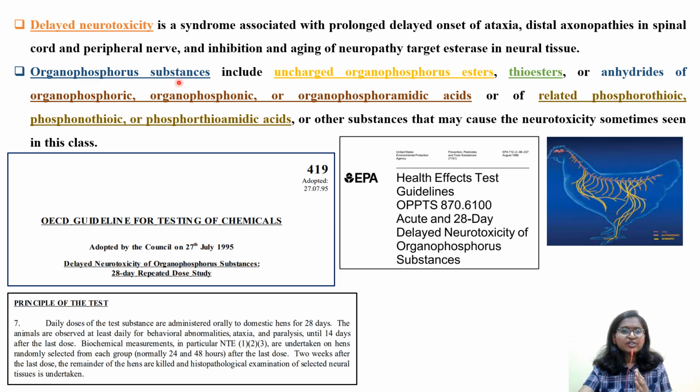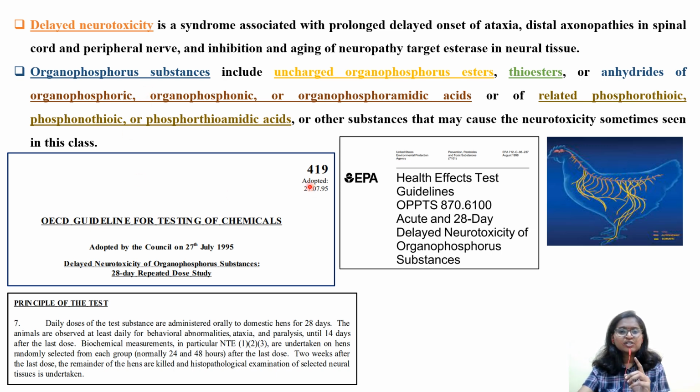Next, coming to organophosphorus substances, these include uncharged organophosphorus esters, thioesters, anhydrides of organophosphoric, organophosphoramidic acid, or of related phosphonothioic, phosphorothioamidic acids, or other substances that may cause neurotoxicity sometimes seen in this class. So very important, you have to remember organophosphorus substances. These are the various classes of organophosphates, and of the majority of pesticides, one of the major classes is organophosphorus pesticides. It may be organochlorine, it may be organophosphates. So you have to remember like that.